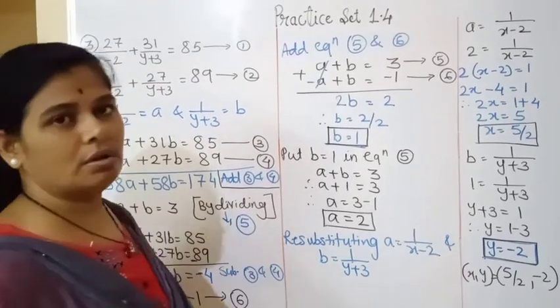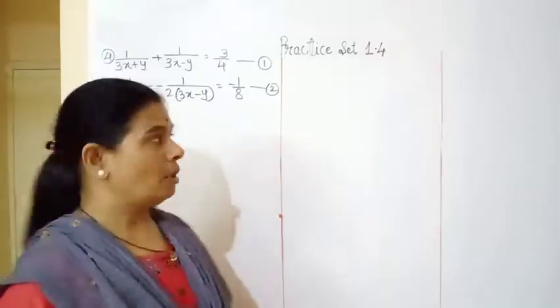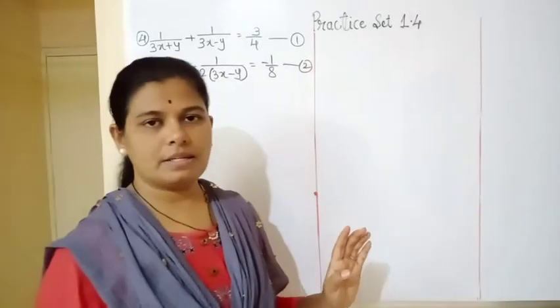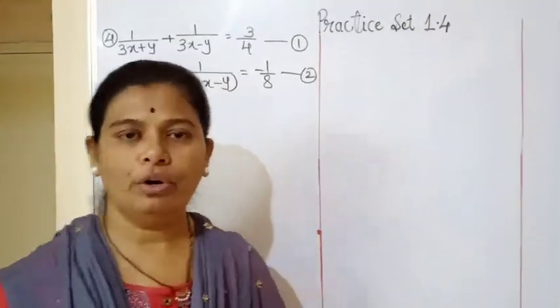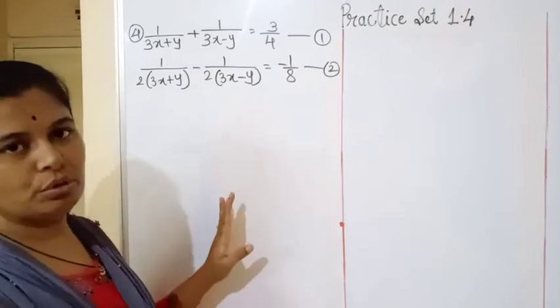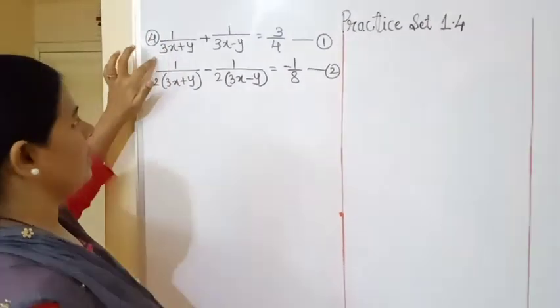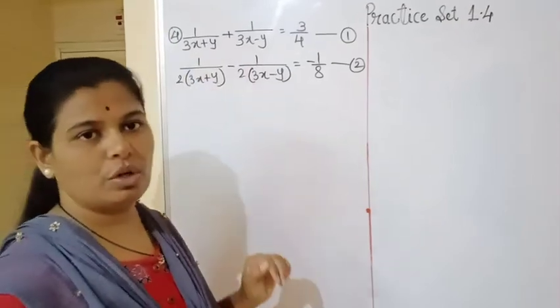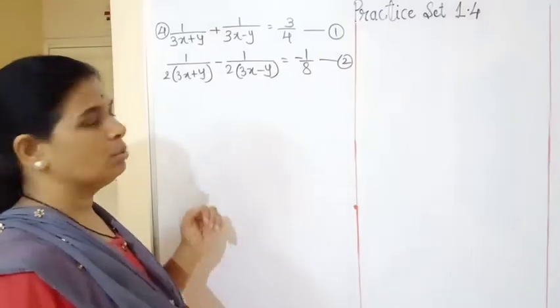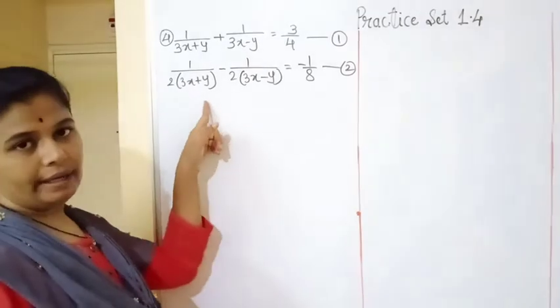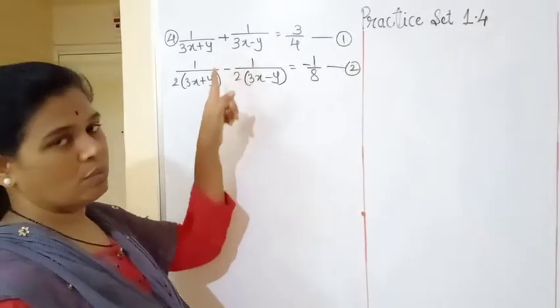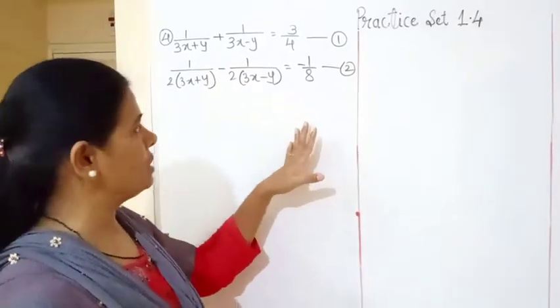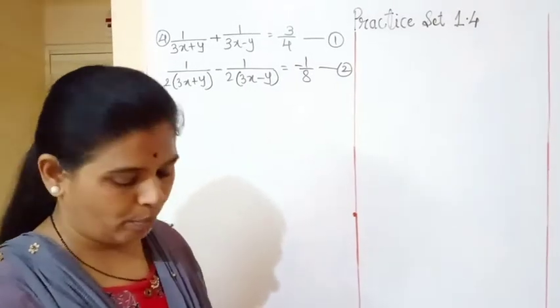Now next we will solve example number 4. Now this is the fourth and the last example of practice set 1.4. Okay. So I have written both the equations, that is 1 upon 3x plus y plus 1 upon 3x minus y equal to 3 upon 4. And equation number 2, that is 1 upon 2 bracket 3x plus y minus 1 upon 2 bracket 3x minus y equal to minus 1 upon 8.